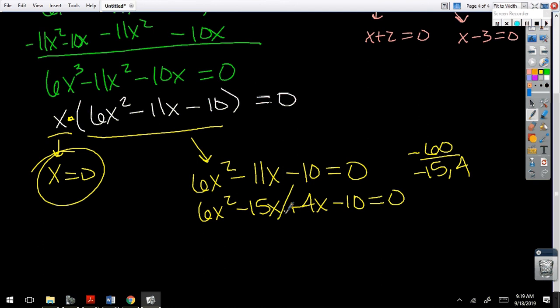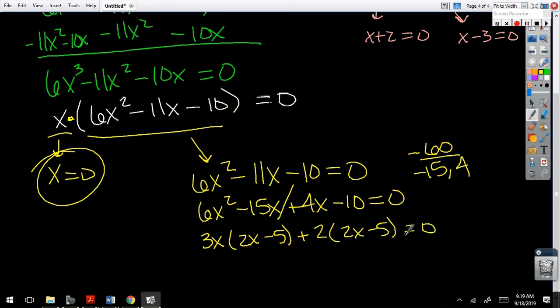You can take 3x out of both of these. Take 2 out of these, you'll have 2x minus 5. Yep. You'll get the same thing no matter which one you put. I would just put the thing that you can. Now, your answer is going to be a fraction. But you're not really working with them. You know what I mean?